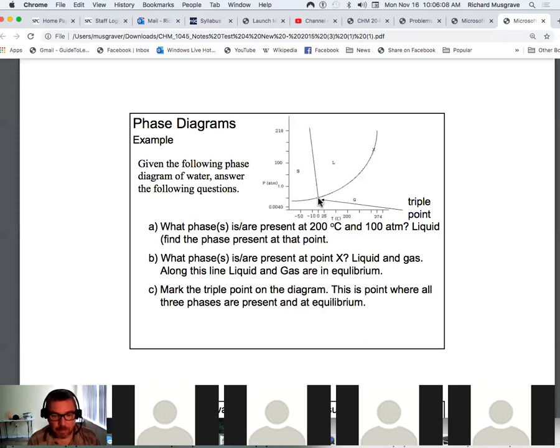The triple point is the point where you've got solid, liquid, and gas all in equilibrium with each other at the same time. That's the point where each of those lines joins. That's the triple point. I'm not asking you to identify the pressure or temperature at that point, just where it is on the diagram.